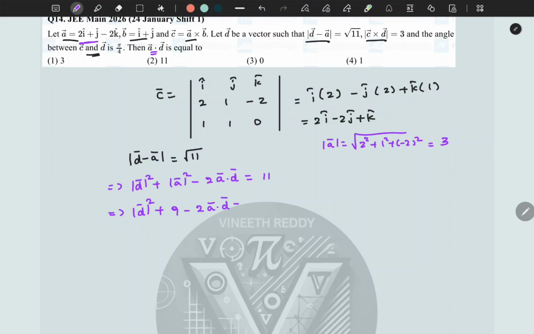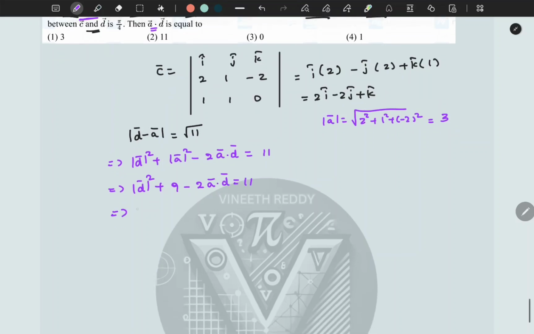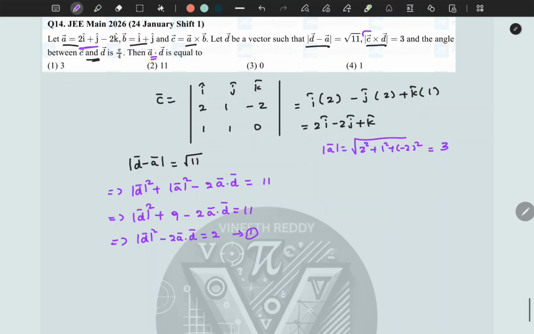Okay, so what is mod D? We don't know the value of mod D square. Mod D square minus 2A dot D will be equal to 11 minus 9, which is 2. So I think this is equation 1. What else can we do? Now this is a very important thing.